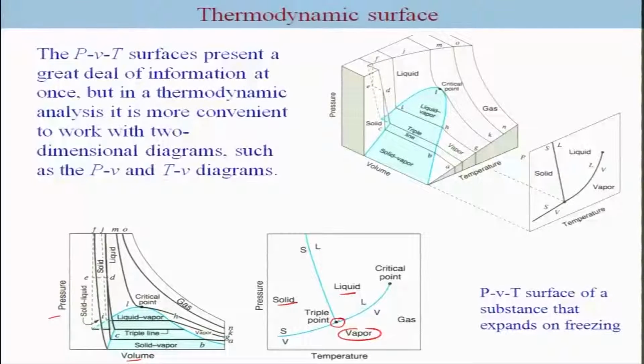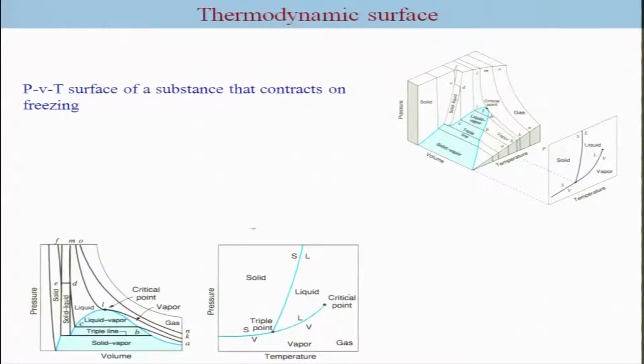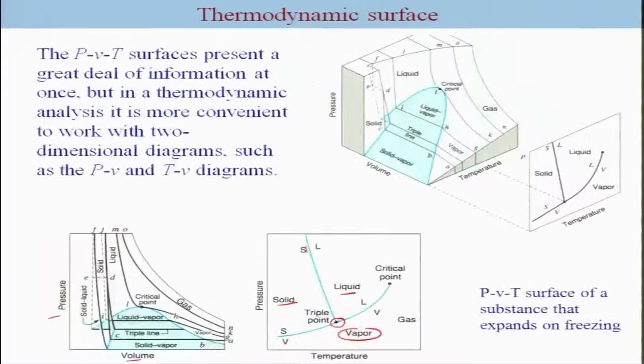Now, this curve basically has a negative slope because this is for substances which expand on freezing. Okay. Now, for the case of substances which contract on freezing, this fusion line has a positive slope. Okay. And this is also evident from the PV diagram. If you look at it, these curves are more or less straight, but in the other case it has a little bit of curve on the other side.